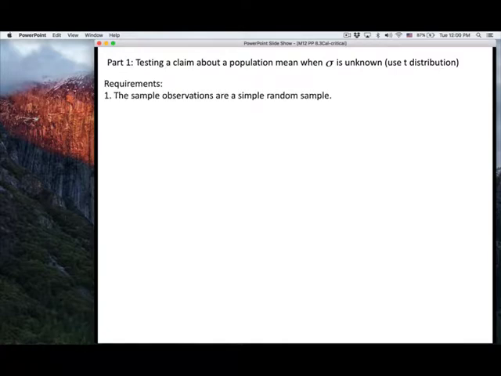Okay, requirements. It has to be a simple random sample, and then either or both of these conditions is satisfied: the population is normally distributed or the sample size has to be greater than 30. And this is just like chapter 6, the central limit theorem. Either the original population is normally distributed or the sample size is required to be greater than 30. So we can make sure it will be a normal distribution.